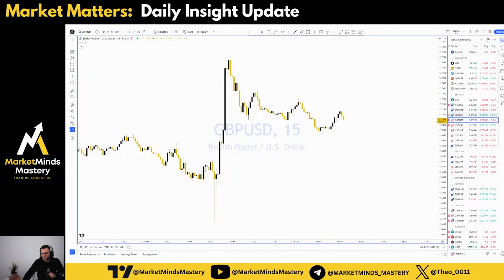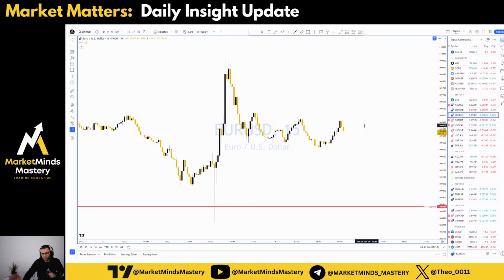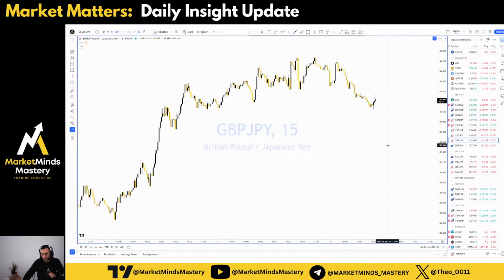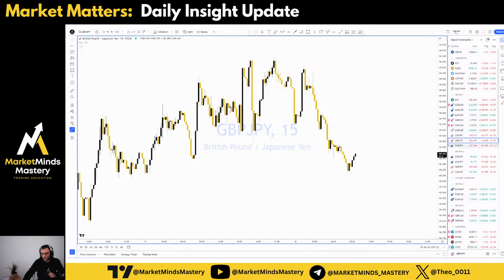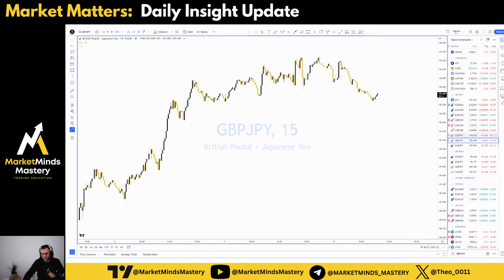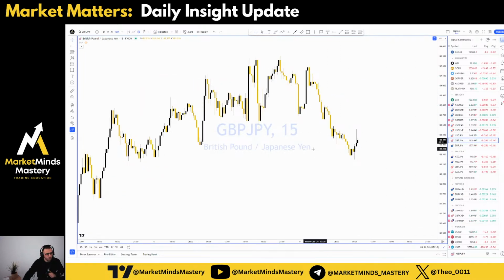And yeah, let's keep an eye on the majors for this morning. Also, Japanese yen currency pairs: USD JPY short, pound JPY short, Euro JPY short, because they are in a nice downtrend, and as we said, they have some room to move to the downside.